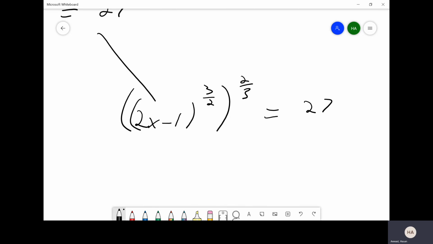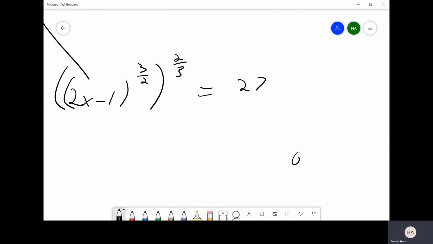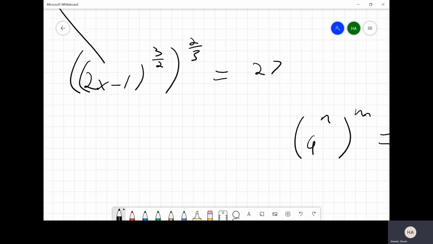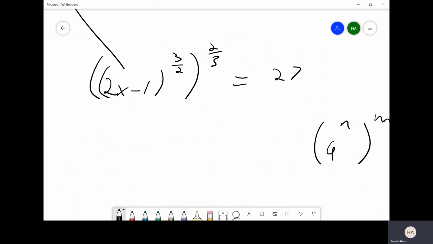Why am I doing that? Well, remember, if we have any number, and it's raised to an exponent already, so we have 2x minus 1 raised to the 3 halves power, and then we raise it to another power, so in this case we'll say m, all that ends up happening is that we multiply them together, right? We multiply the exponents, so n times m. Well, what do we expect is going to happen when we multiply 3 halves times 2/3? Well, multiply it out, right?